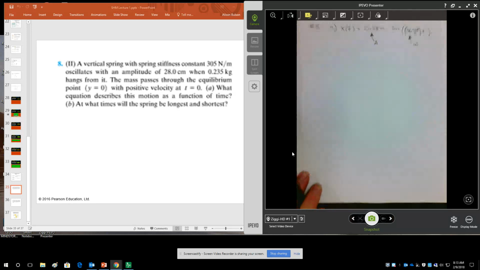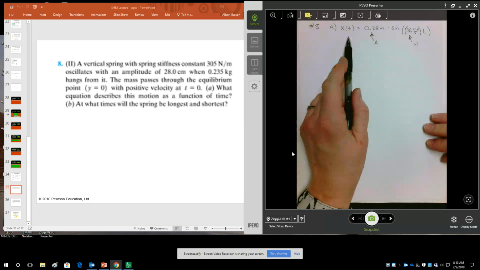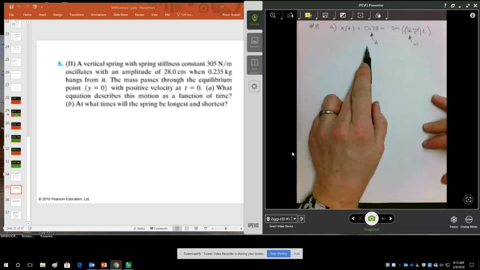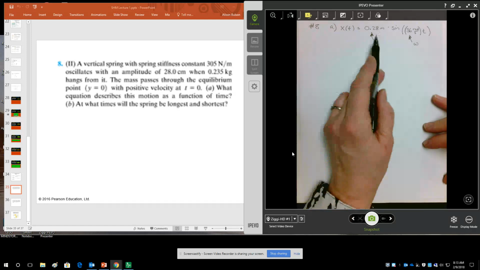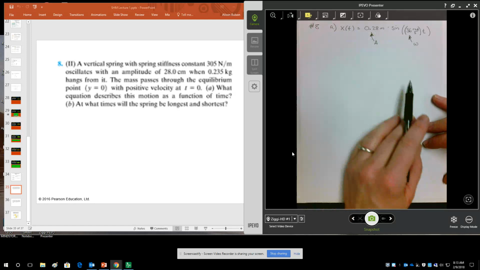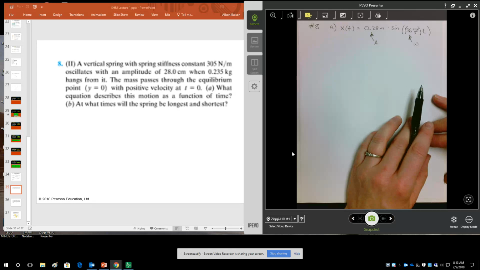Okay, so I was interrupted at the beginning of part B of number 8. In part A of number 8, we found an equation for position for a vertical spring with stiffness constant 305 newtons per meter, oscillating with an amplitude of 0.28 meters, so 28 centimeters, when 0.235 kilograms hangs from it.